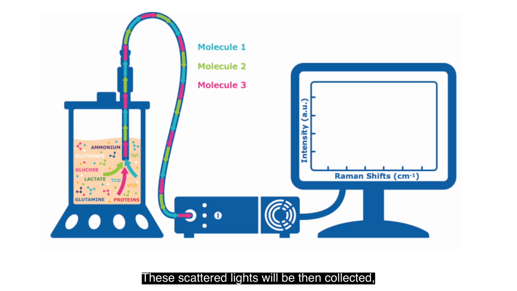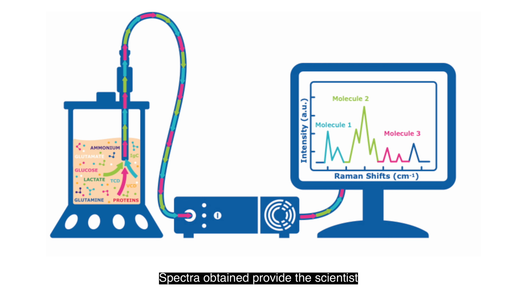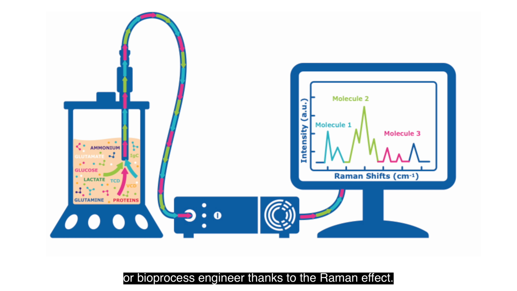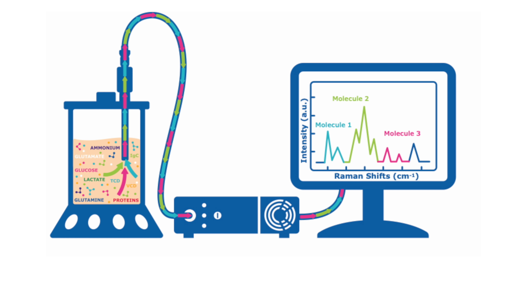This scattered light will then be collected, analyzed and translated into spectra through the Raman analyzer. Spectra will then provide the scientist a full picture with the fingerprint of each molecule inside the sample or the cell culture. Thus, a qualitative analysis of the sample or the cell culture can be undertaken by the scientists or bioengineers thanks to the Raman effect.